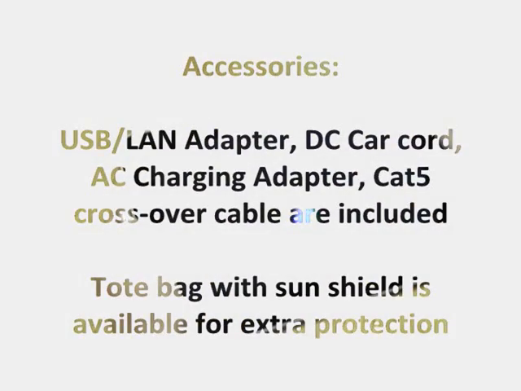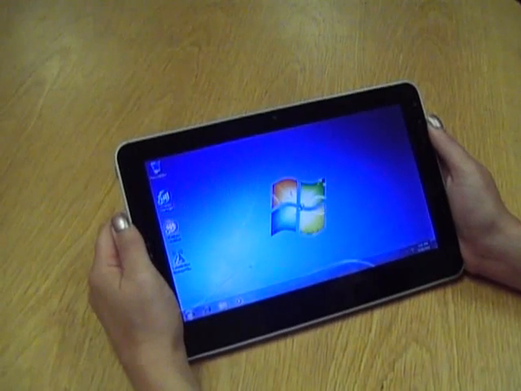Accessories for the MD-1001 include a USB to Ethernet adapter, a DC car cord for charging, an AC charging adapter, and a Cat5 crossover cable that can be used for security applications as needed. For extra protection and in handling the tablet securely, ToteVision offers a ruggedized tote bag that includes a sun shield, hand grip, and neck strap.